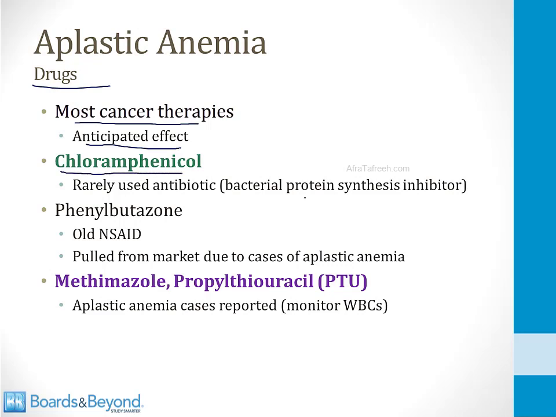It works as a bacterial protein synthesis inhibitor, and it's been associated with aplastic anemia. Phenylbutazone is an old NSAID. It's not used anymore. It was pulled from the market due to cases of aplastic anemia. And then finally, two drugs used to treat hyperthyroidism, methimazole and propylthiouracil, have been associated with aplastic anemia, and for this reason the white blood cell count and the complete blood cell count are often monitored in patients taking these drugs.